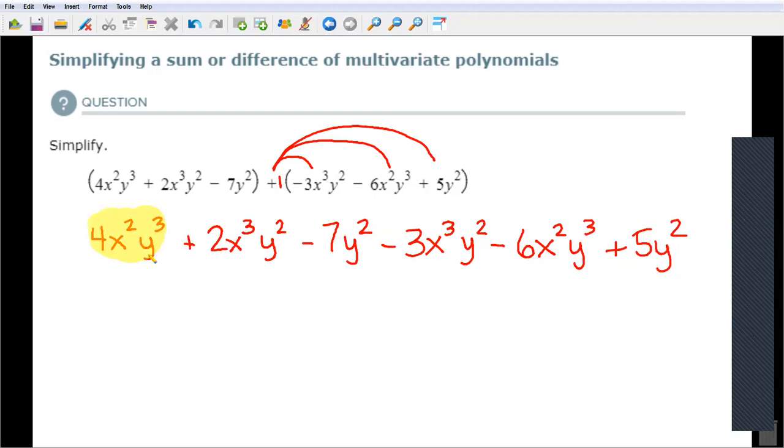So you've got this one here. It's got x to the second, y to the third. If you look at this one, it's got x and y. It's got 2 and 3, but they're flipped. This is x to the second. This one's x to the third. So these two are not like terms.